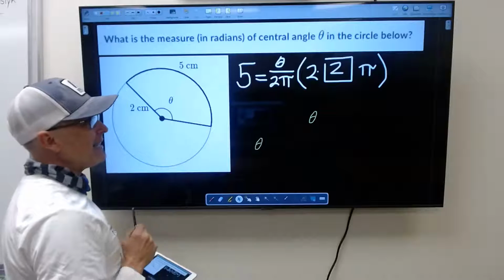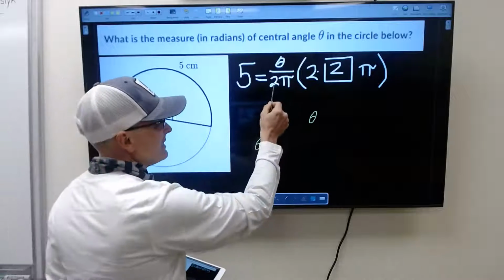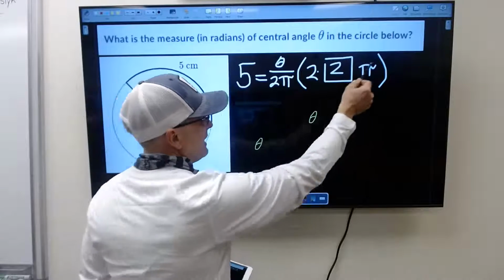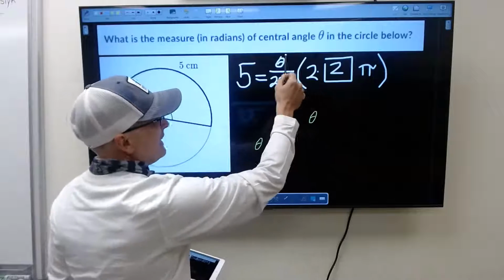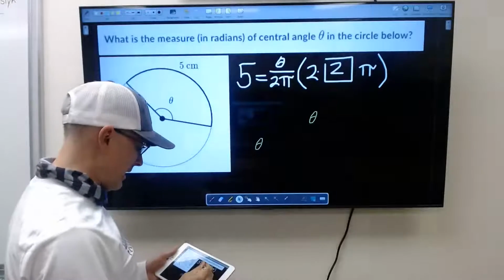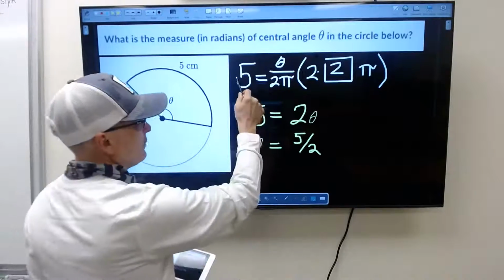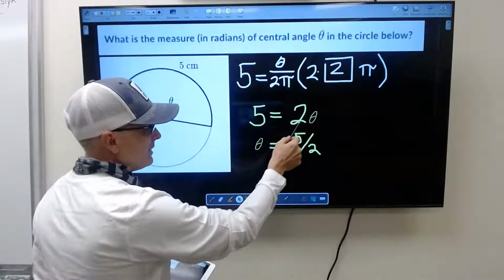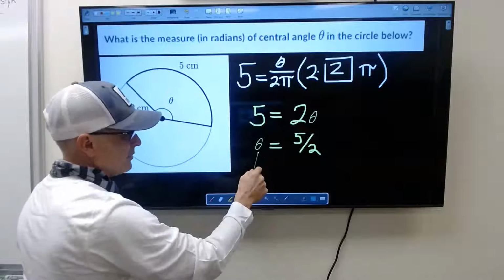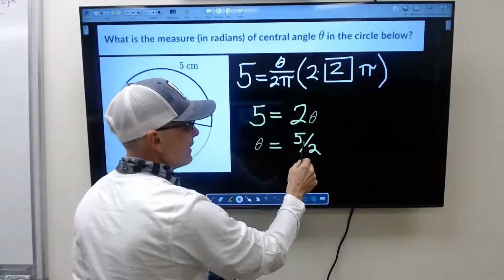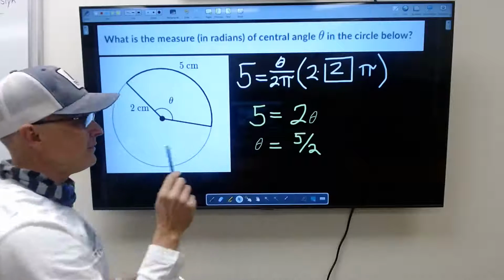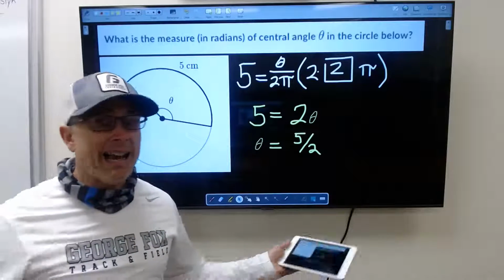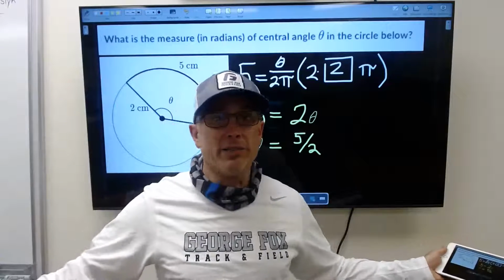Okay. Well, I see that, and there's all these things. This 2 can cancel. This pi can cancel. So I'm going to be left with 2 theta is equal to 5. So therefore, if I divide both sides, theta is actually 5 halves. 5 halves. Way easy. Haven't needed a calculator for any of this.